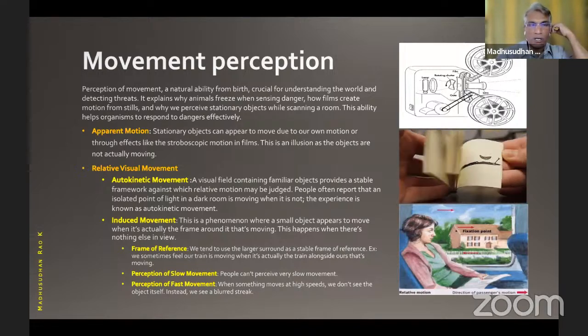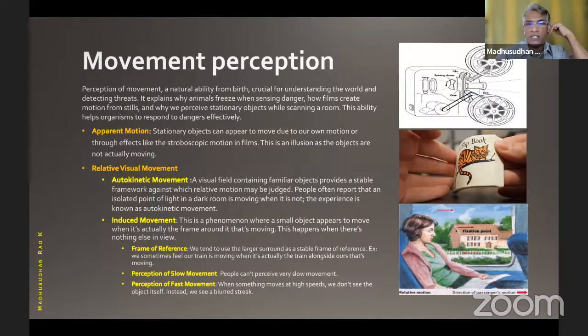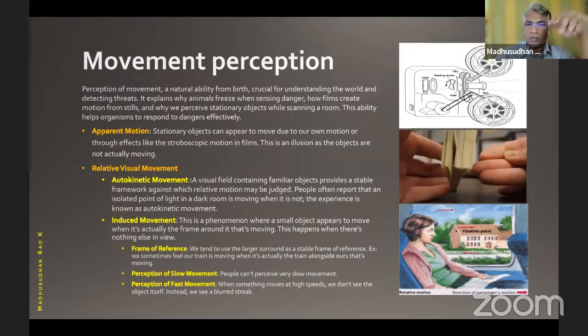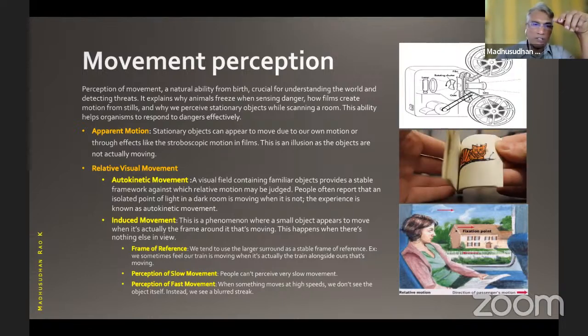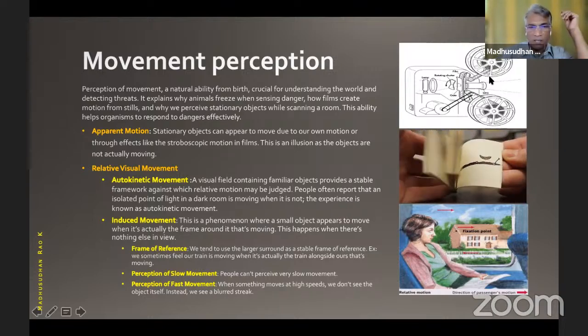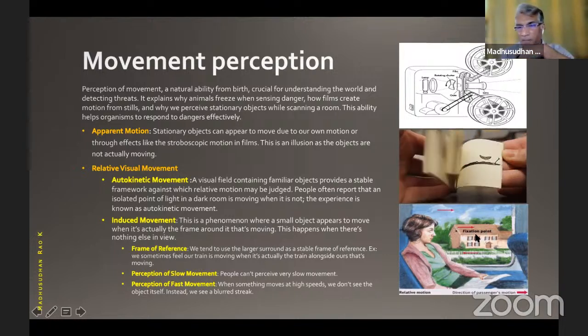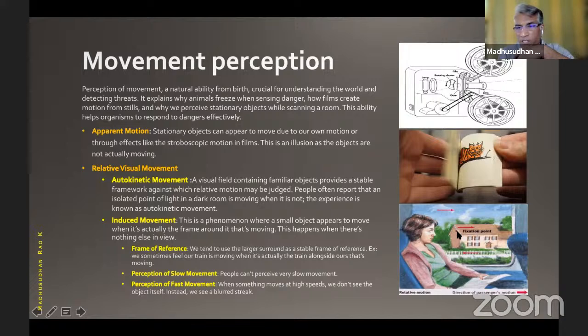So induced... A visual field containing familiar objects provided a stable framework against which relative motion may be judged. People often report that an isolated point of light... I've completed this, right? To give an example, this one, train. This is a fixation point. We see this is moving.